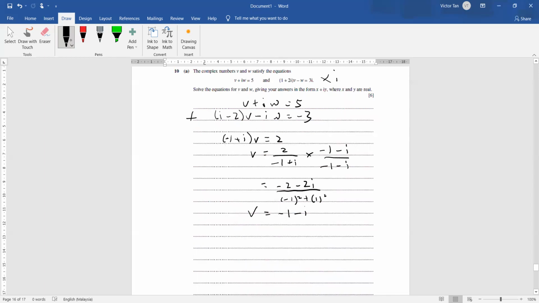So this is v. Substituting into the first equation, you have minus 1 minus i plus iw equals to 5. iw equals to 6 plus i. Multiplying by minus i, so you get w equals to 1 minus 6i. That is the solution.